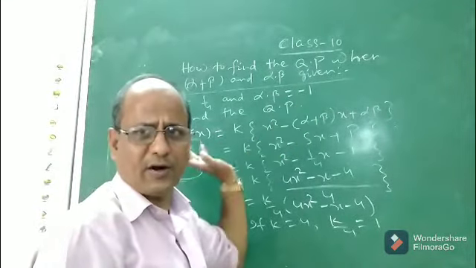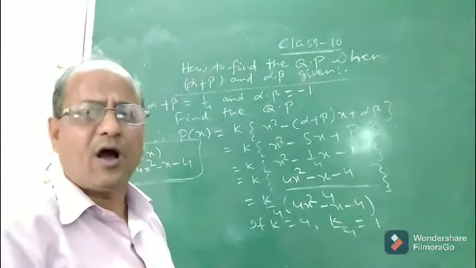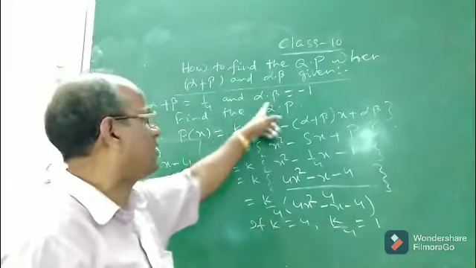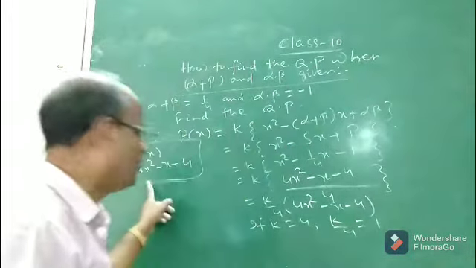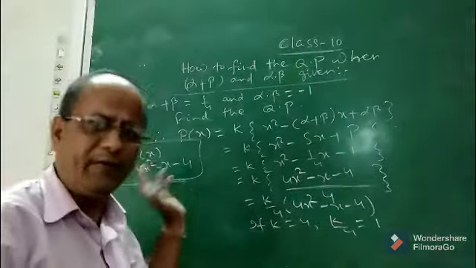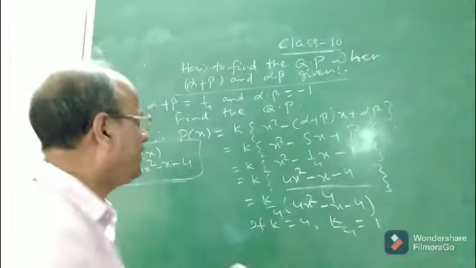Okay, so I hope you understood. Now you can ask me, sir, how to check? How to verify? How will we confirm that if this is the sum of zeros and this is the product of zeros, then this will be the required quadratic polynomial? How to prove it? We can prove it also. That means to prove it, what will we do?